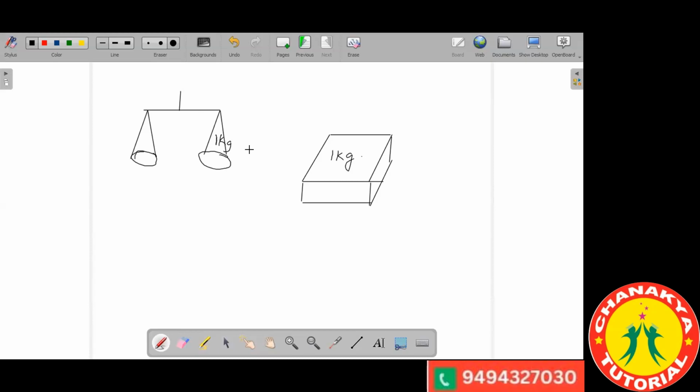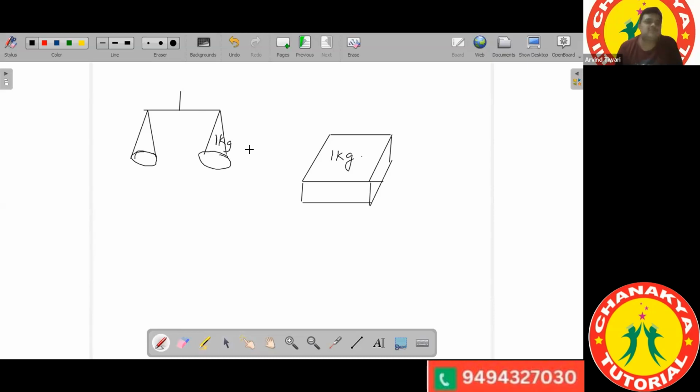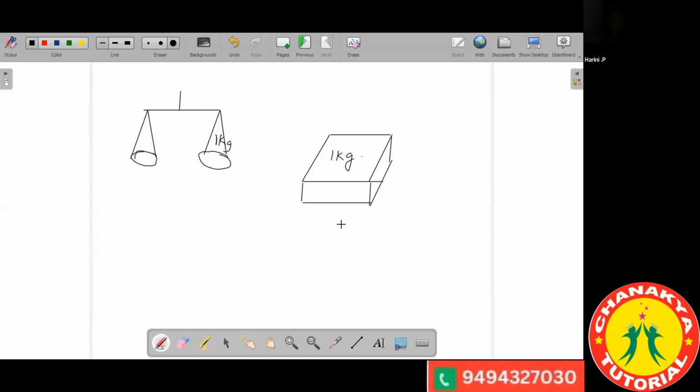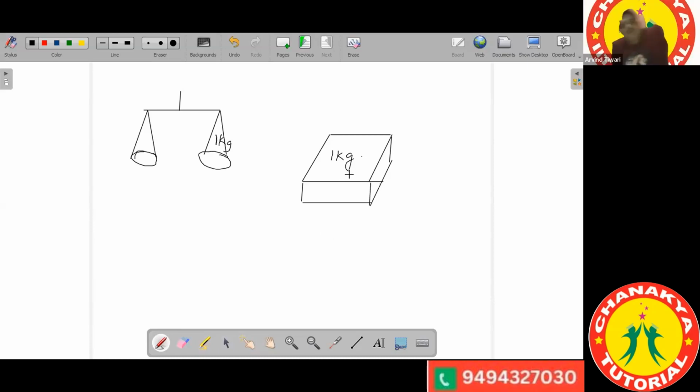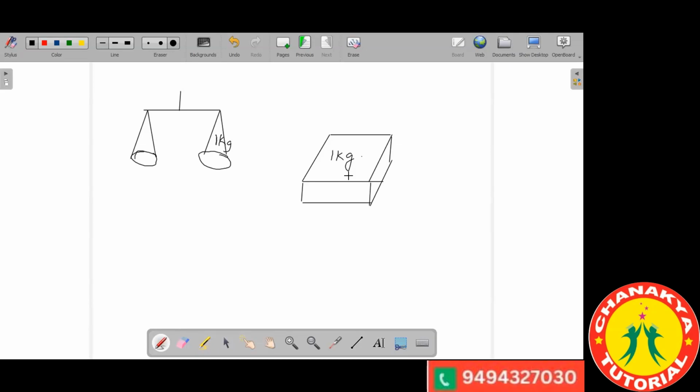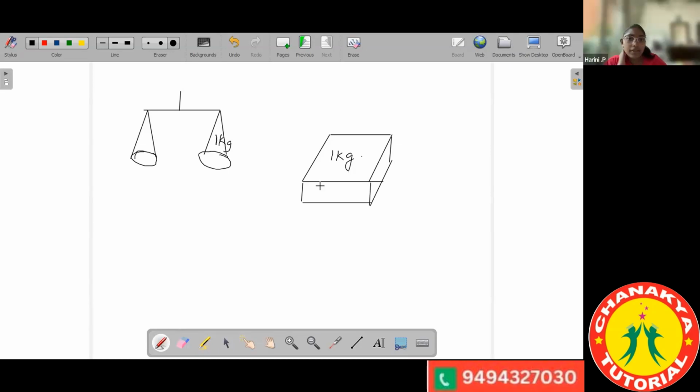The mass will remain the same. I think the electronic one remains the same. Or I think the beam balance might remain the same, and the electronic one will show a difference? Yes, yes. Because the gravity is less, it will be less than 1 kg.